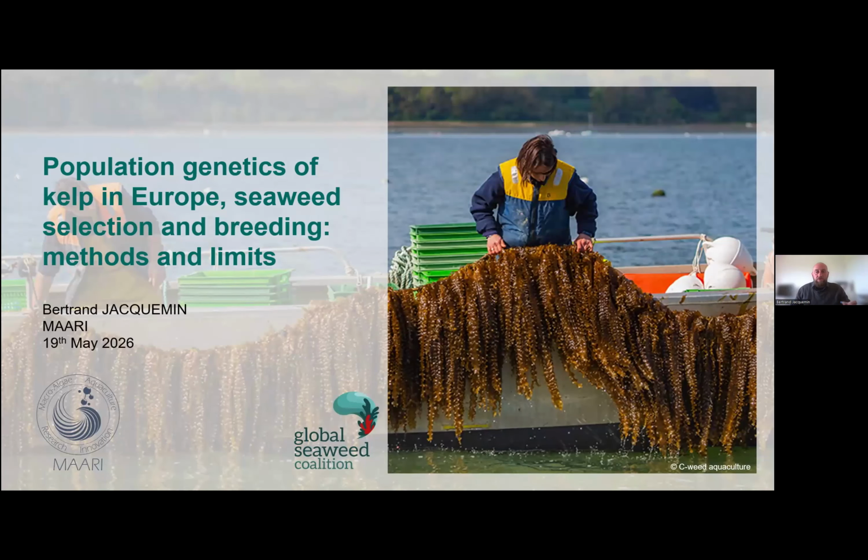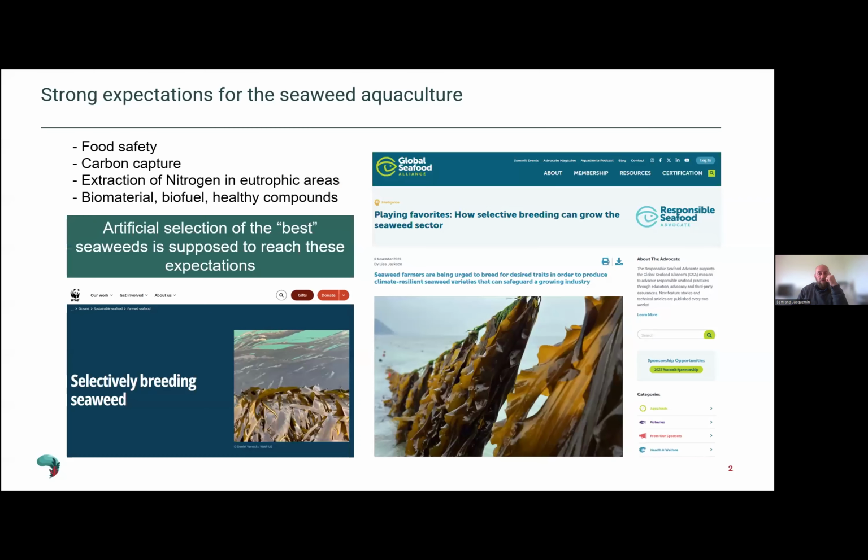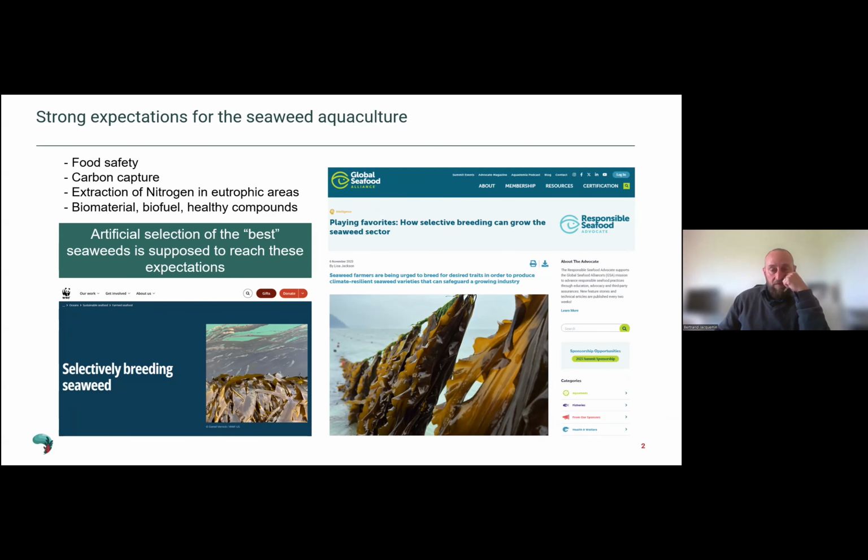I'm pleased to introduce this wide discussion about how population genetics opens perspectives for a sustainable approach to seaweed selection and breeding programs. In Europe, like worldwide, great expectations are placed on seaweed aquaculture. From food safety to the reduction of carbon emissions, artificial selection of the best seaweed appears to be the best strategy.